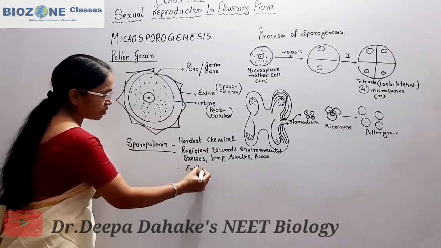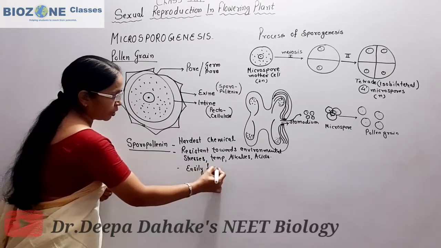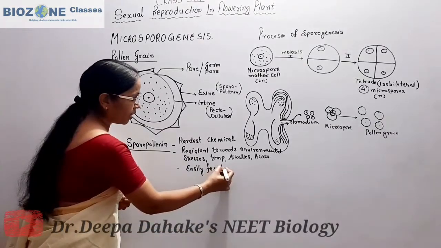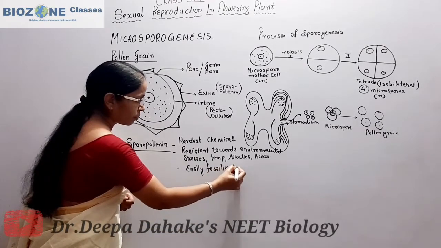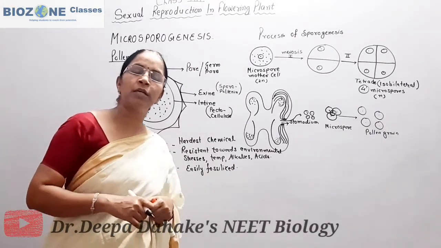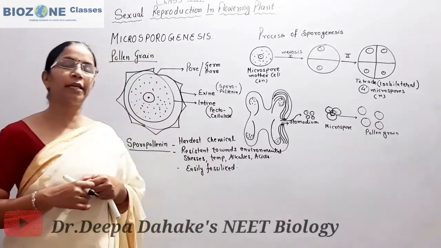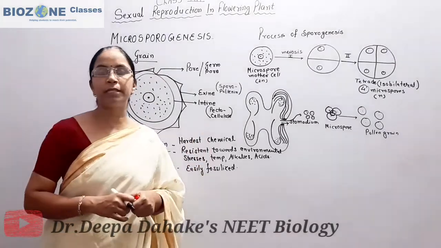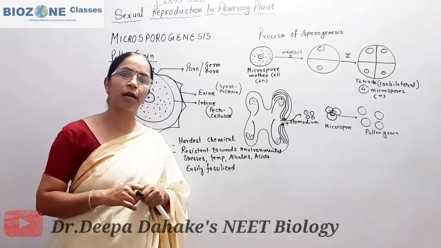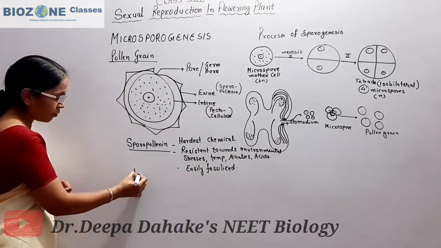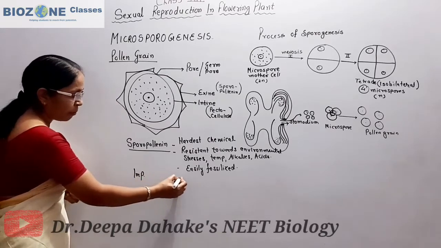easily fossilized. So whenever fossilization takes place, in the fossilized form in plants, we mainly look for pollen grains. So why do pollen grains get easily fossilized? You remember, because of the presence of the outermost hardest layer, sporopollenin. Secondly, the importance if you study about the pollen grains.